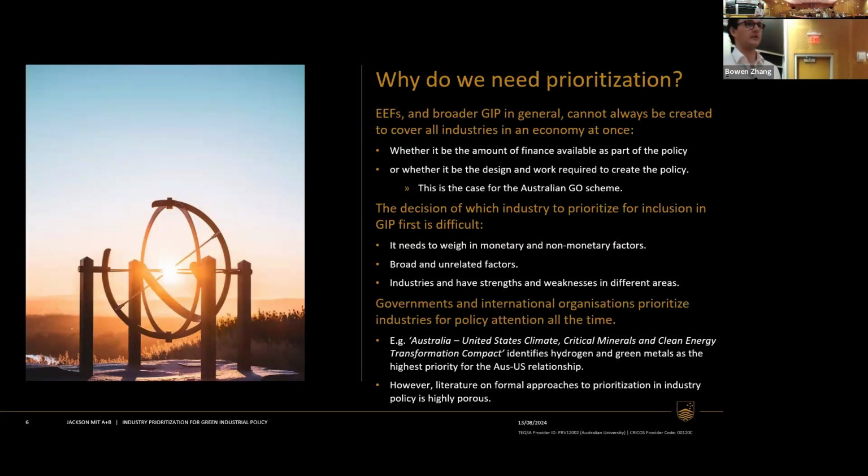However, we know that governments and international organisations do this all the time. For example, Australia and the US have come out with a compact that has identified green metals and hydrogen as a critical area for our relationship. However, academic literature on these prioritisation strategies and approaches is quite sparse, and particularly the fundamental principles behind what means an industry or a piece of policy should be prioritised.